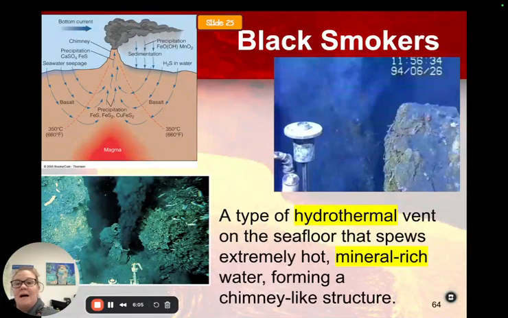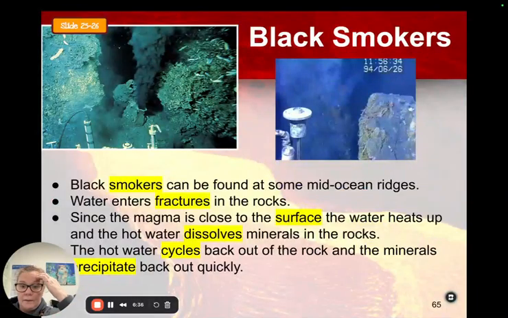One thing that they have found is these things called black smokers. Black smokers are a type of hydrothermal vent in the seafloor, with mineral-rich water forming chimney-like structures. They first discovered these in the 70s, and they are home to many different organisms that are only found in that area. They can be found at some mid-ocean ridges.